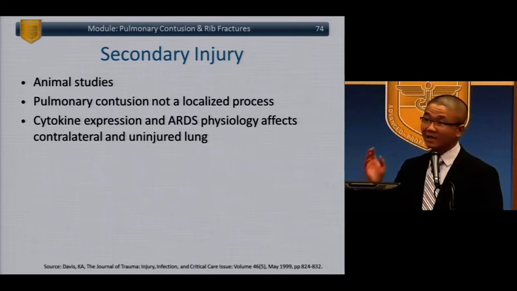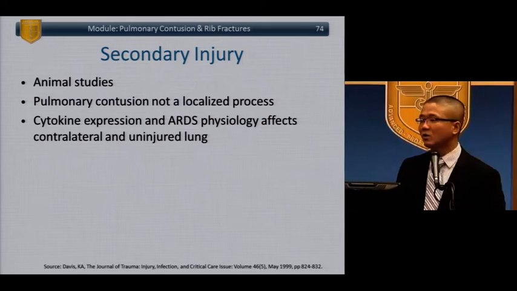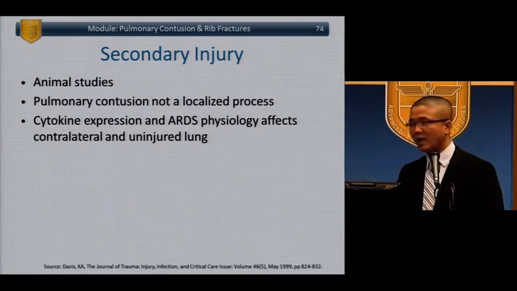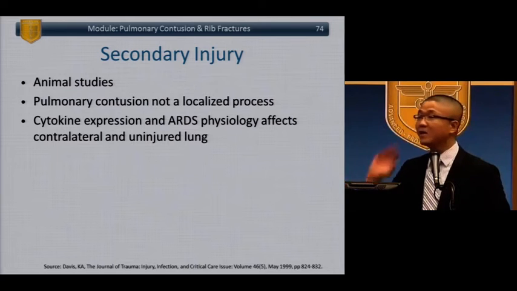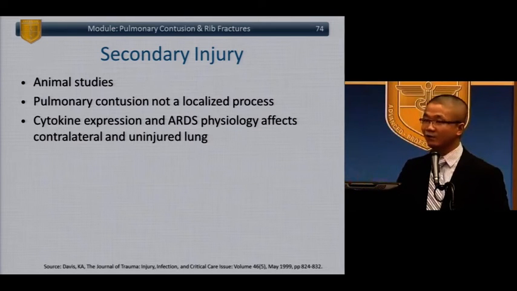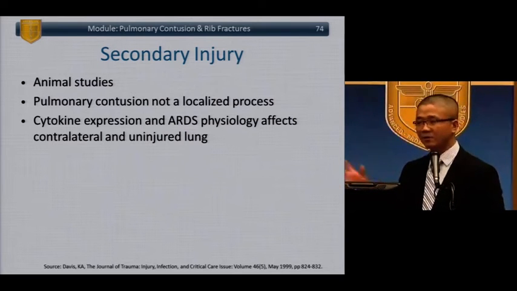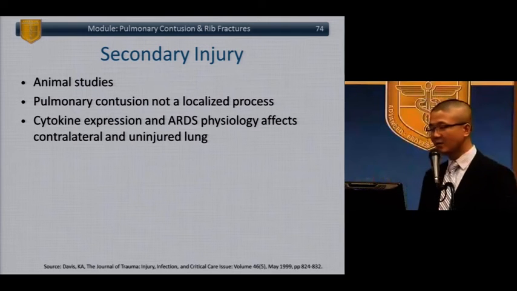The reason is because, like I mentioned earlier, whenever you have stress, injury, trauma, shock, whatever, all the inflammatory processes go around, and they go systemically, right? And the lung has no filtering mechanism, so even if you just injure the left side of the lung, because of the systemic process, which has been documented in animals, the other side is affected as well.